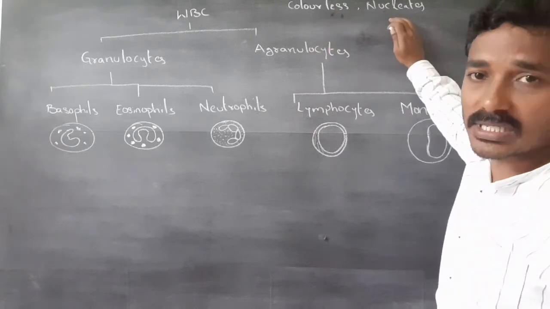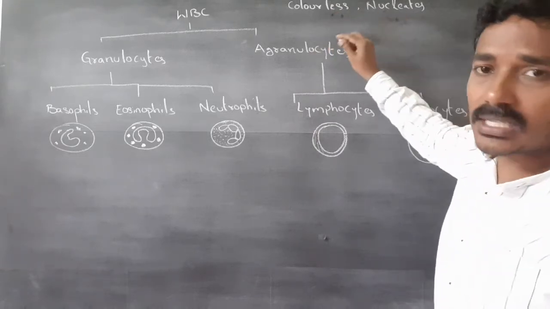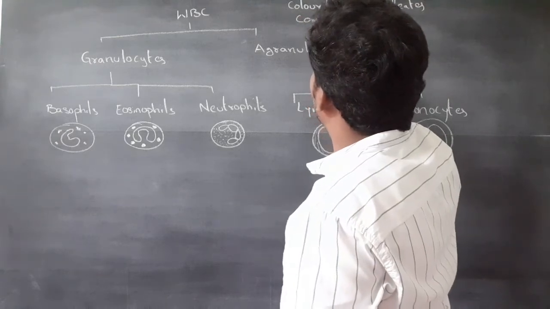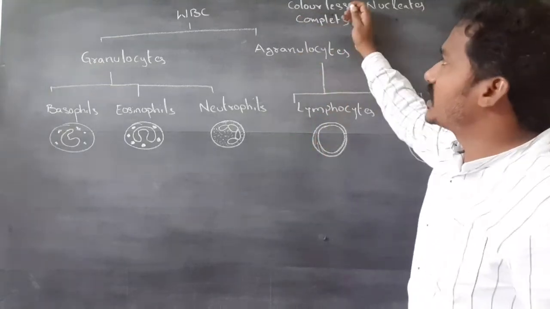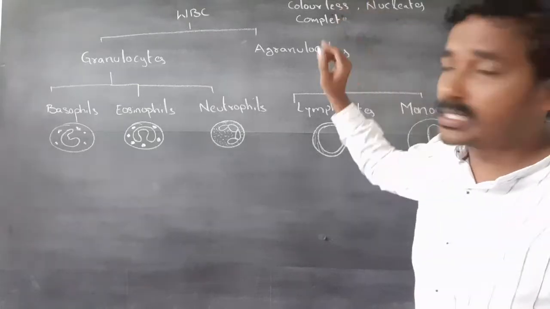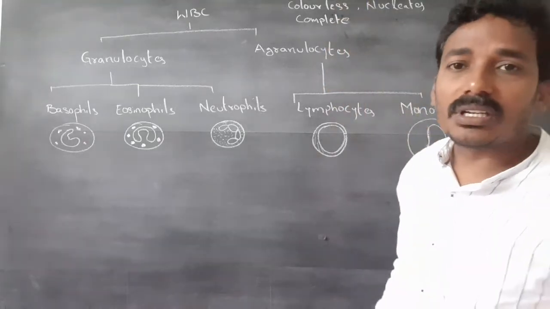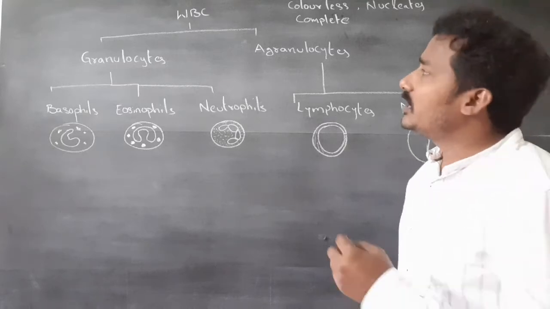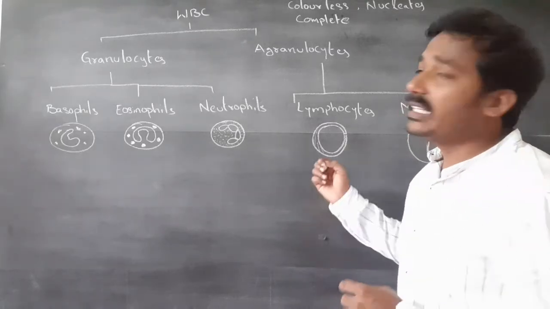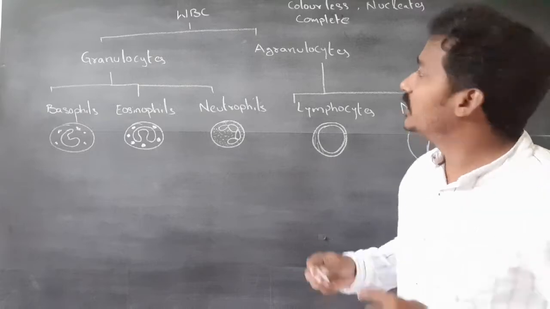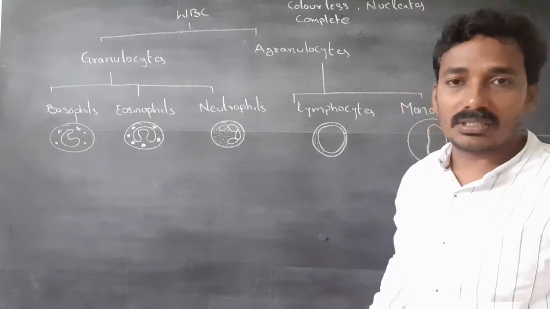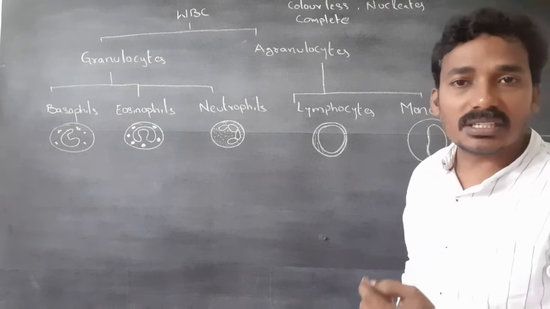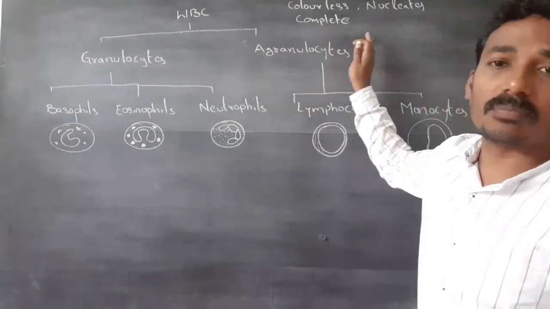It has a nucleus, so these cells are called complete cells. WBCs are complete cells because they have a nucleus and cell organelles. RBCs are incomplete cells because they don't have a nucleus and cell organelles. So RBC is an incomplete cell, WBC is a complete cell.